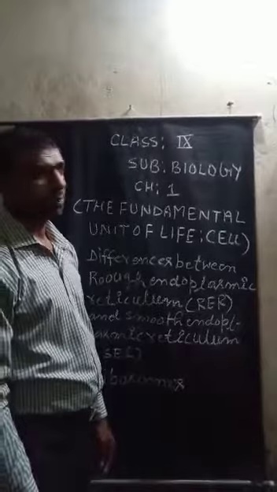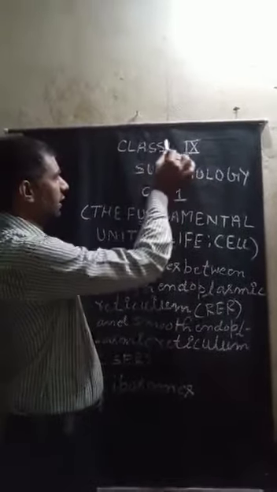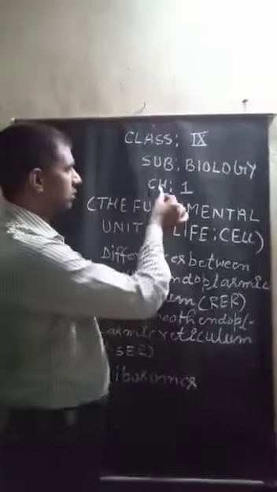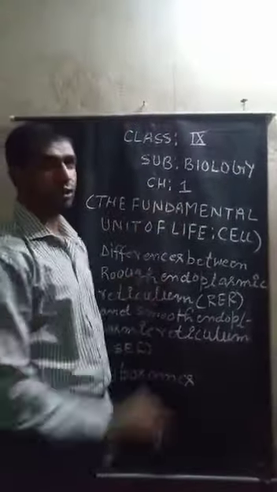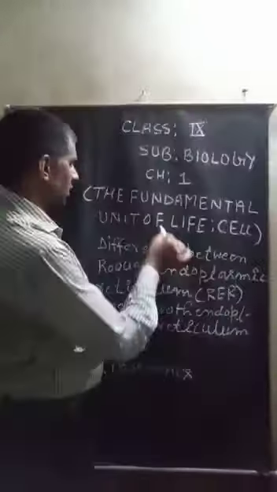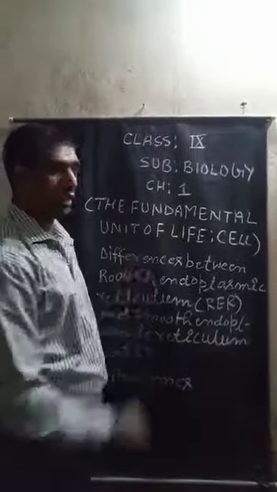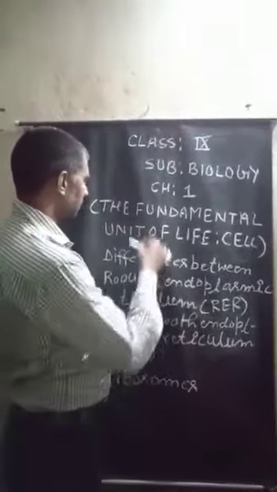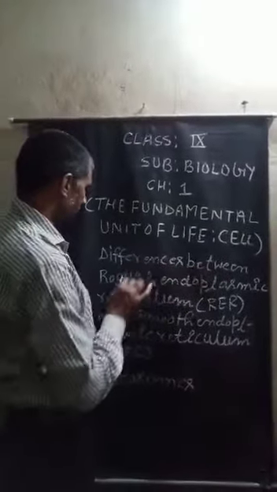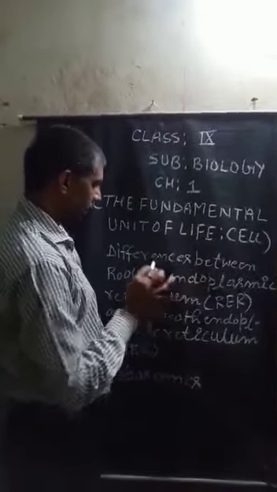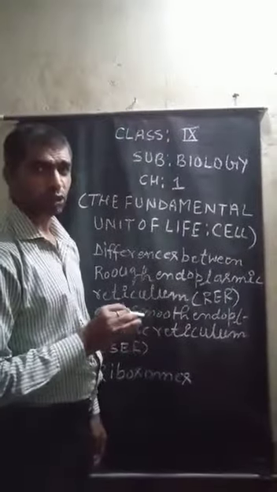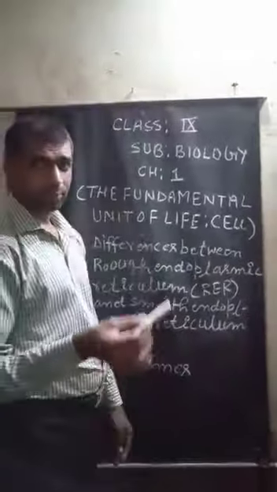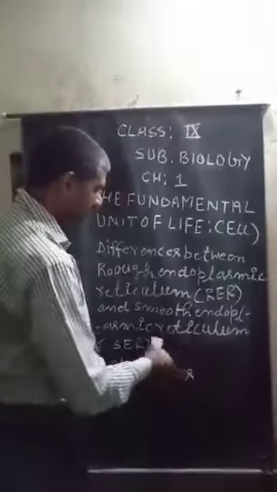I am Arun Pandey. I am going to discuss class 9 subject biology, chapter 1, the fundamental unit of life, cell. Inside this chapter, we are going to describe differences between rough endoplasmic reticulum and smooth endoplasmic reticulum. And after this, I am going to explain about ribosomes.